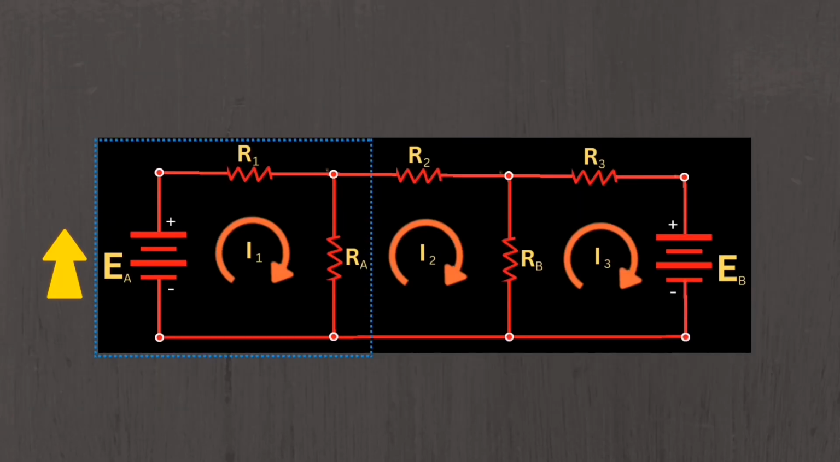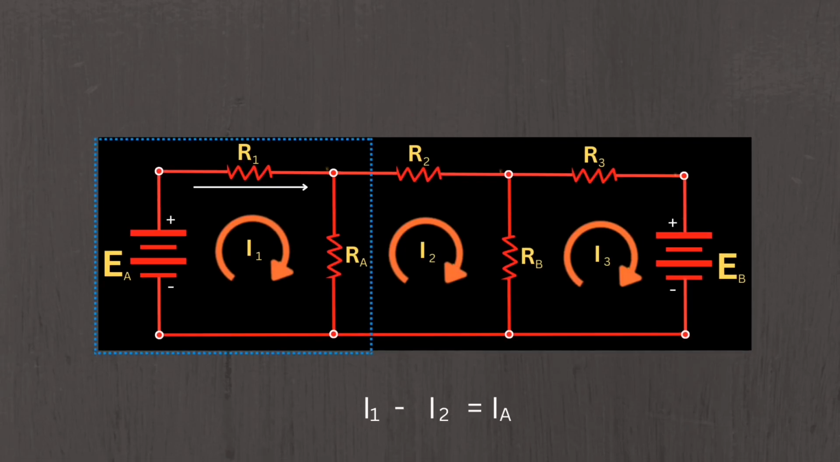For that portion, I1 is the current delivered by the source E sub A, and also the current flowing at R1, but not the current flowing at RA. To solve for the current flowing at RA, it will be the algebraic sum of I1 and I2, which can be simplified as I1 minus I2.